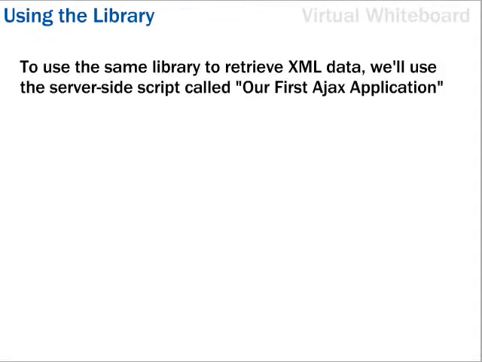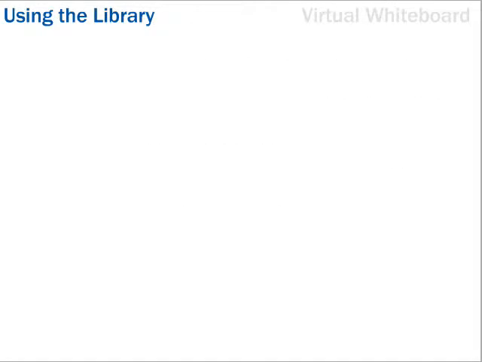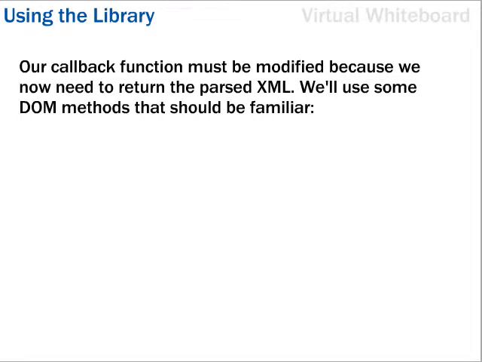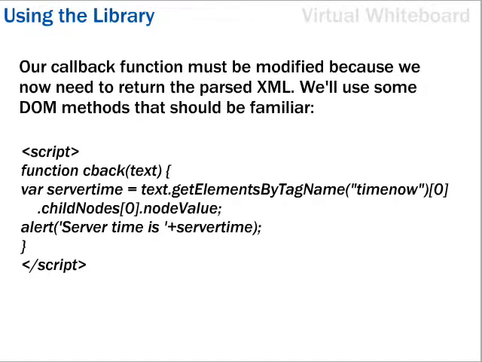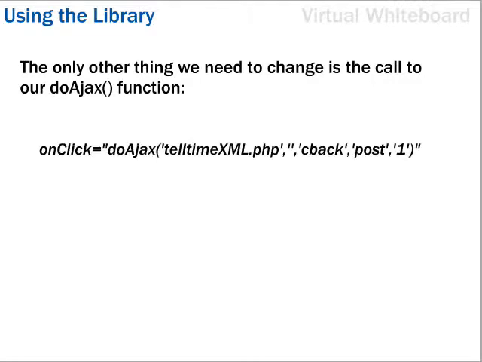To use the same library to retrieve XML data, we'll use the server-side script called our first Ajax application, which delivers the current server time in a small XML document. Our callback function must be modified because we now need to return the parsed XML. We'll use some DOM methods that should be familiar. The only other thing we need to change is the call to our doAjax function.